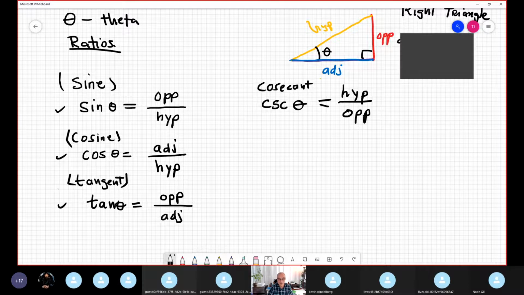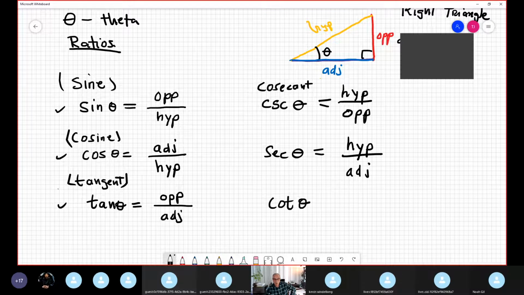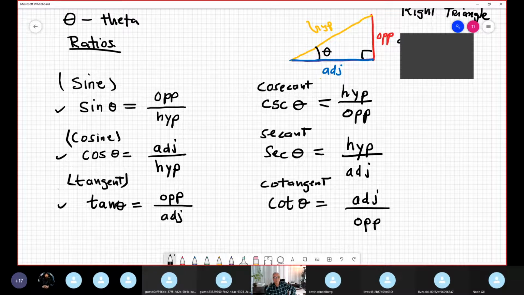Okay, so cosecant is, look, the reciprocal of this one. I flip it, reciprocal. Likewise, secant theta is the reciprocal of cosine, hypotenuse over adjacent, and cotangent is adjacent over opposite. So the name of this is secant, and the name of this is cotangent.